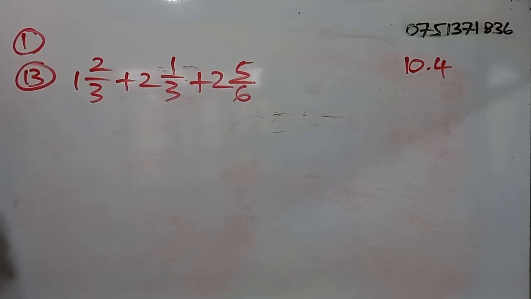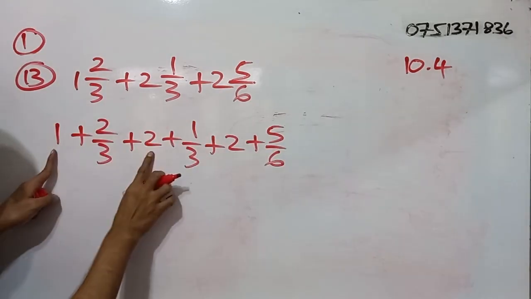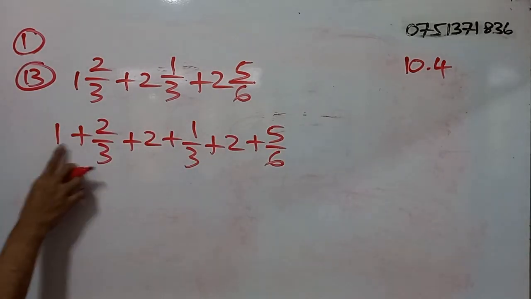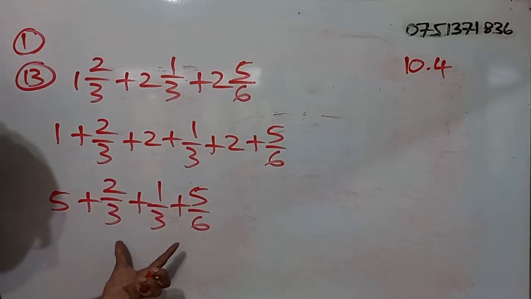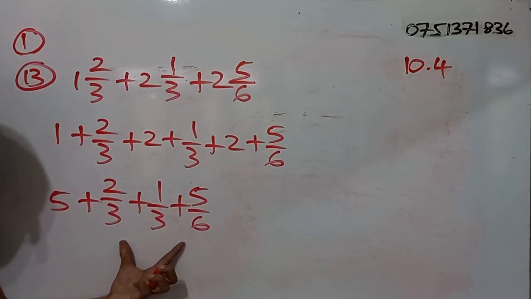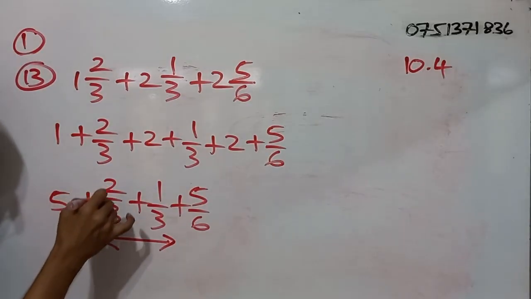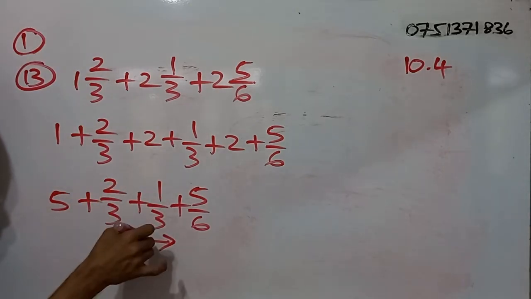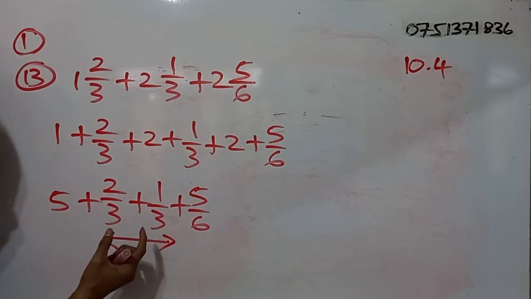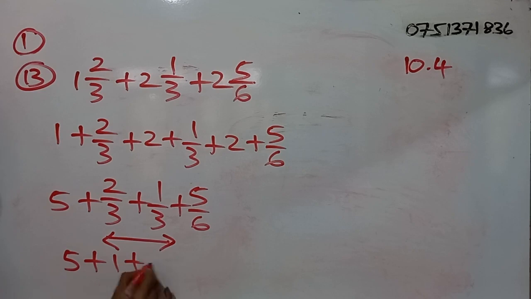Question number 13. So we will rewrite these three fractions. So now I can add these whole numbers. So 1 plus 2, it will be 3. 3 plus 2, it will be 5. So now we have three fractions. So here what do we have? 2 by 3 plus 1 by 3. That means what? Again entire 1. I can write 5 plus 1 plus 5 by 6.